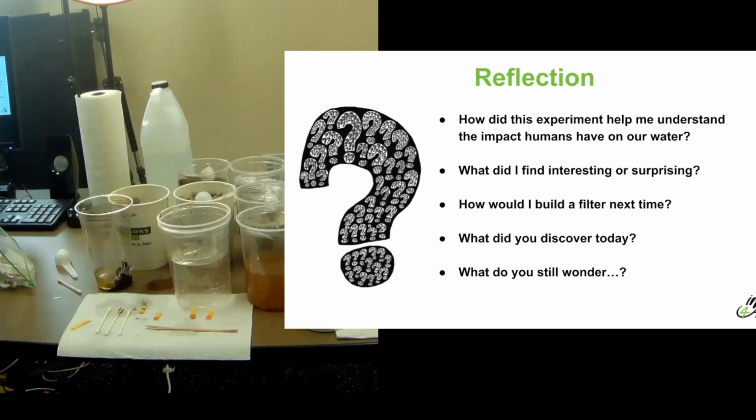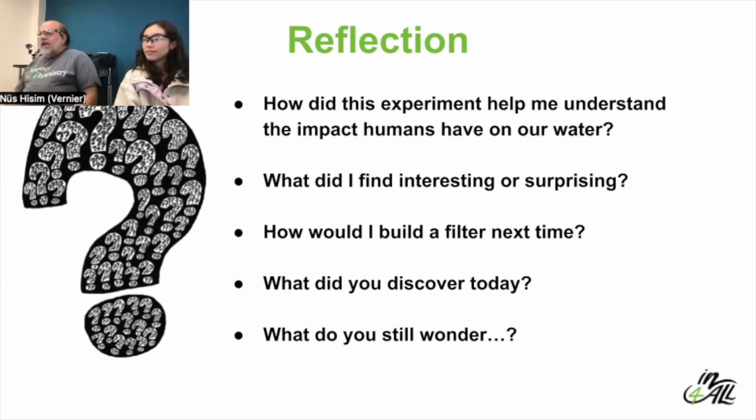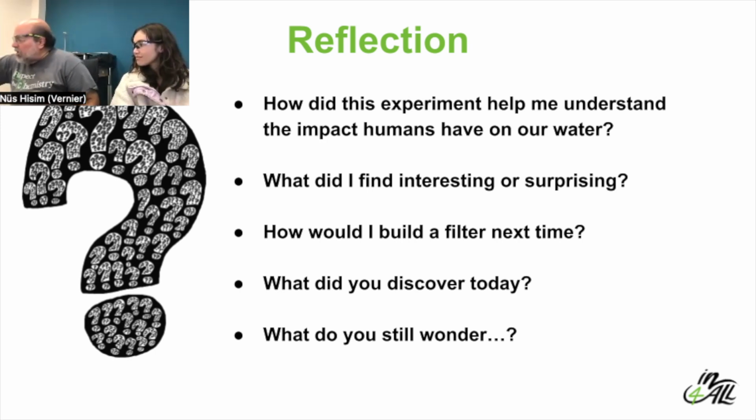Okay, so what happened? Did you understand anything about how humans affect water in our world? I hope that this activity would help students see that. Was there anything surprising? Did anything happen that you didn't expect to happen? How could you improve your filter? We saw 2 options here. We were using 1 scoop of every material. How could you make it better?